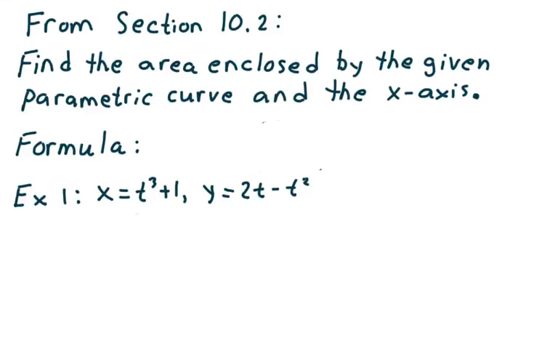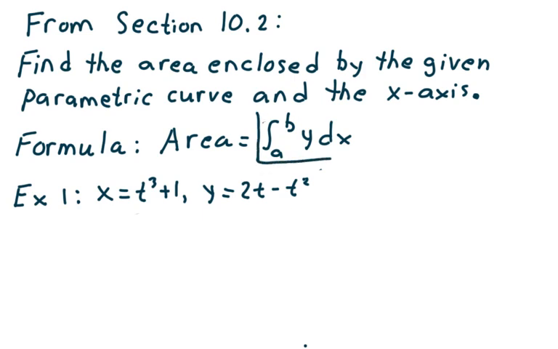This is a video from section 10.2. The directions say to find the area enclosed by the given parametric curve and the x-axis. So here's the formula we need. Area is the integral from a to b of y dx. And what we're going to do is take this integral and transform it into an integral in terms of t. Okay?